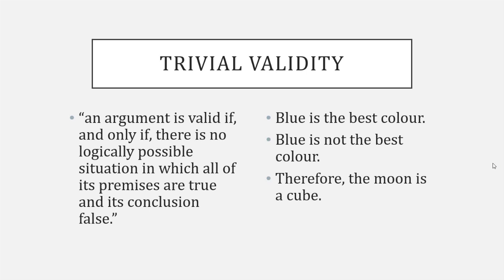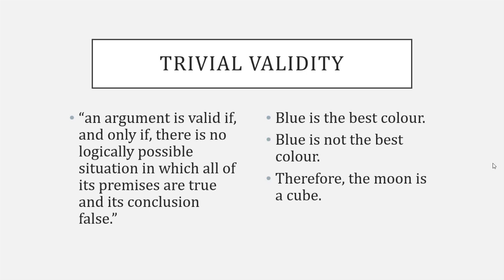Now, both of those things have to happen at the same time for it to be invalid. If it's impossible for all the premises to be true at the same time, then you definitely don't get one half of it. And if you don't have one half of it, you definitely don't get both halves. So it's automatically failed this two-part test. It's invalid if it's possible for premises to be true and conclusion to be false.